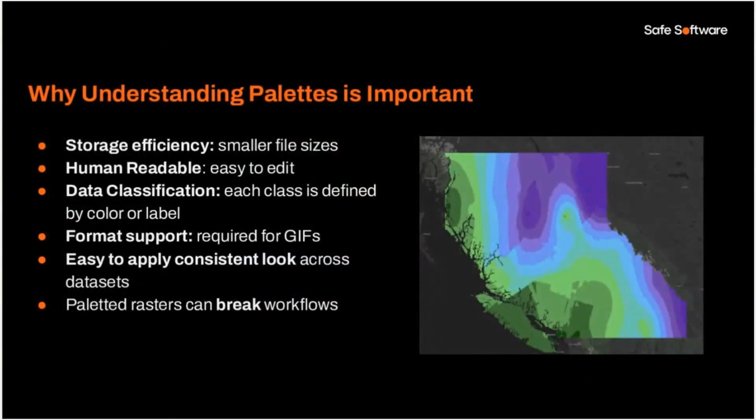Palettes were historically useful because they made files smaller, they were easy for humans to edit, and they allowed for clear class-based coloring. But their use has kind of declined because modern file formats now provide efficient compression, which makes it easy to support full precision RGB data. So really you can store more for less.